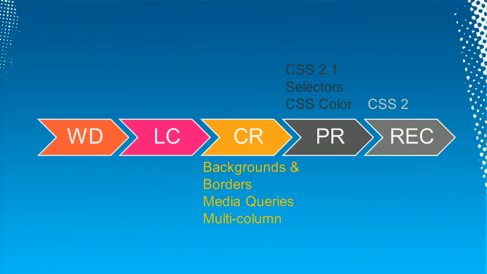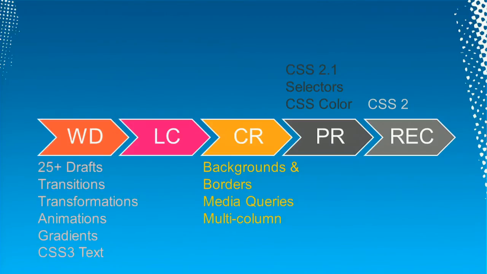And then we have backgrounds and borders. This is drop shadows, rounded corners. We have media queries, which are great for targeting different form factors. And we even have things like multi-column support. You may have heard of a few other things coming in CSS3. Maybe CSS animations, transitions, gradients, all these fun things. All of those still live in working draft.